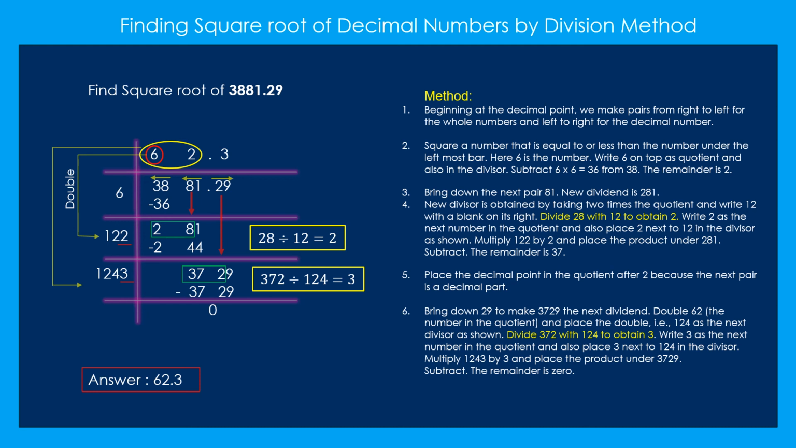So 372 divided by 124, you get the quotient 3. This 3 is added at the blank space as well as on the top in the quotient. So 1243 times 3 is 3729. You subtract and you get the remainder 0. So the square root of 3881.29 is 62.3.